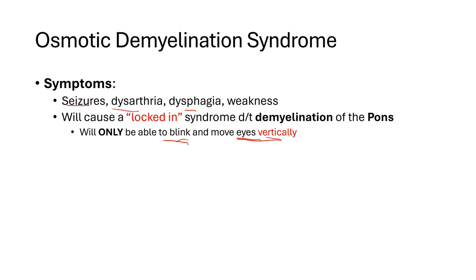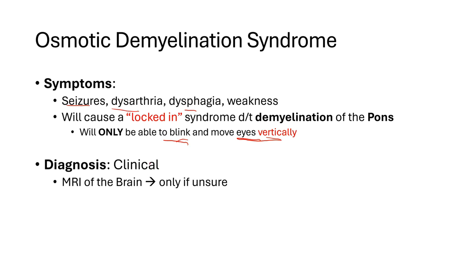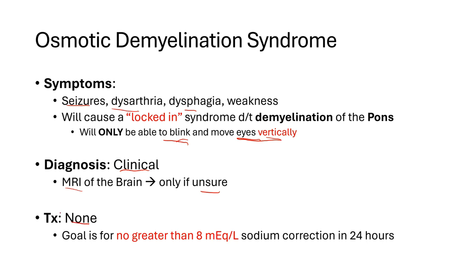Please note that Osmotic Demyelination Syndrome, or central pontine myelinosis, typically takes place roughly 3 to 10 days after rapid correction of sodium. Now, the diagnosis is typically clinical, and the only indication for the MRI of the brain is if you are unsure of what the cause is here, if there is more things on your differential. Now, the treatment is none. The gold standard treatment is prophylactic treatment. Thus, the gold standard is no greater than 8 milliequivalents per liter of sodium correction in 24 hours. If my sodium is at 120, I cannot correct it then greater than 128 in the next 24 hours.